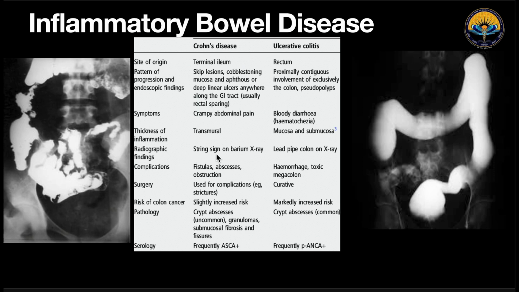On radiography, we can see string sign. Like here, we can see string sign because of fibrosis, and this string sign will suggest strictures of fibrosis, but this will be non-continuous. There will be skip lesions here in Crohn's disease. Whereas in ulcerative colitis, we will find lead pipe colon. Like here, we can see lead pipe colon on X-ray. Further, we should also note that in Crohn's disease there are increased risks of fistula, abscess, and obstruction, whereas in ulcerative colitis there is a very high risk of toxic megacolon.